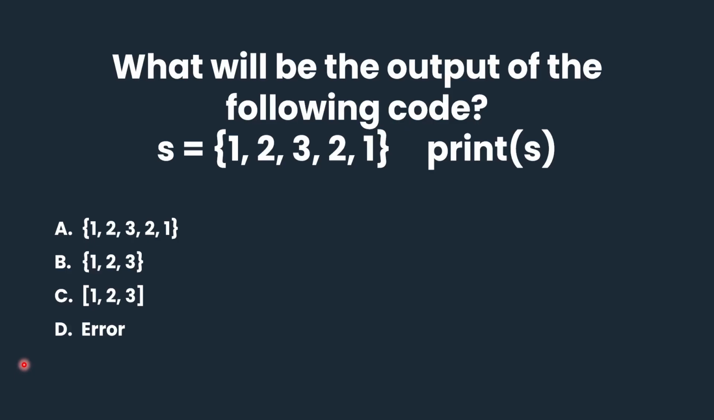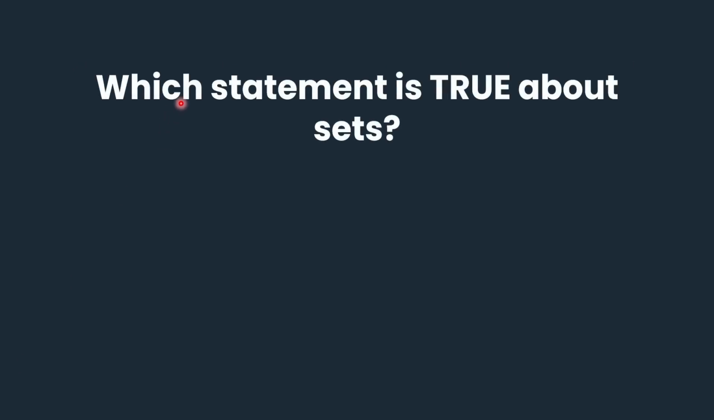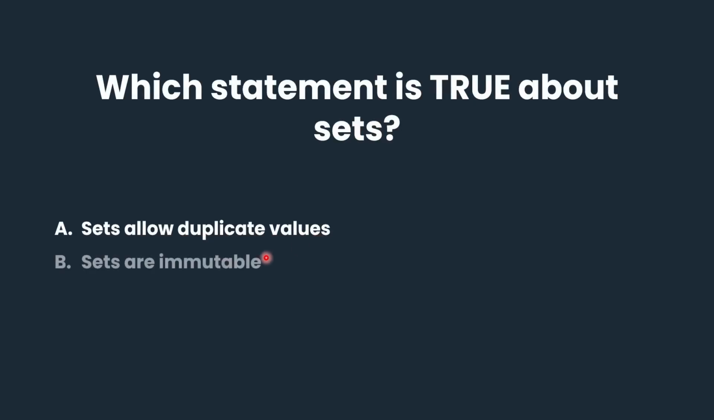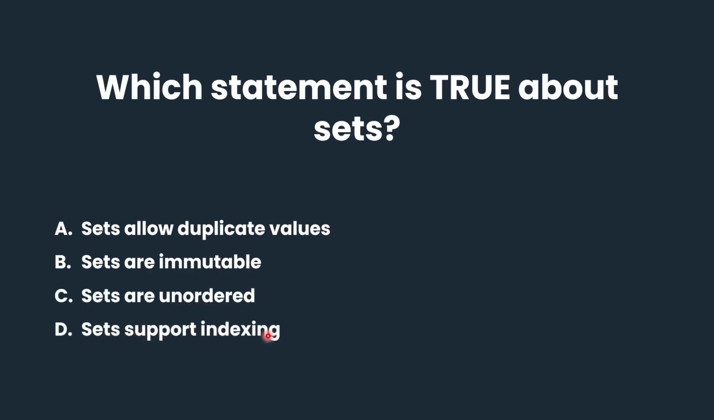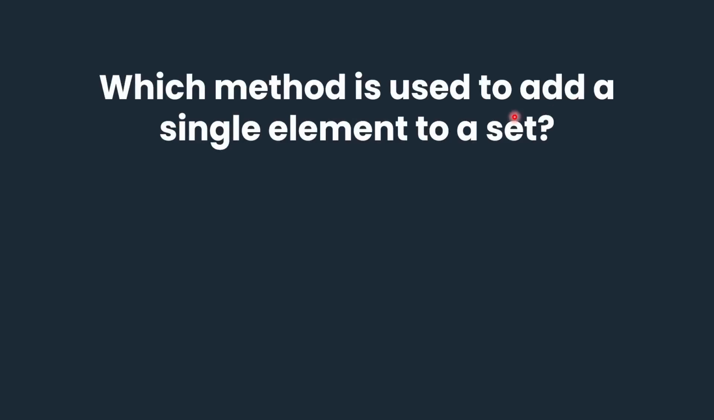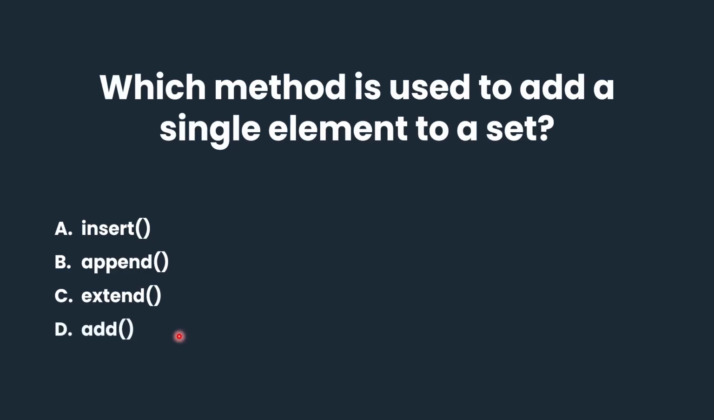Your next question is this: which statement is true about sets? Sets always allow duplicate values, sets are immutable, sets are unordered, sets support indexing. Think over it and then write the answer. Which method is used to add a single element to the set? Insert, append, extend and add. Think over it and then write the answer in the comments.